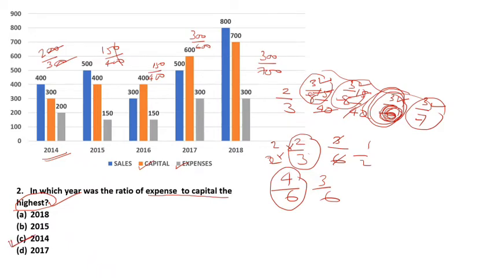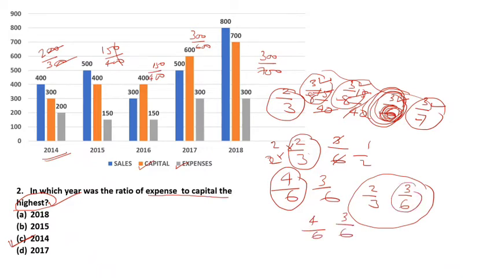Understand very clearly what we have done. Here 2 by 3 we got in the first year, and in the fourth year, that is in 2017, we got 3 by 6. So these are the two numbers we have taken, out of which 2 by 3 can be written as 4 by 6, and here already we have 3 by 6. So 4 by 6 is the greater number. Accordingly we can mark 2014 as the correct answer. Kindly note it. Then we will go to the next question.